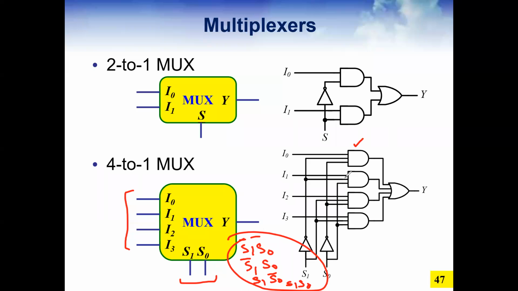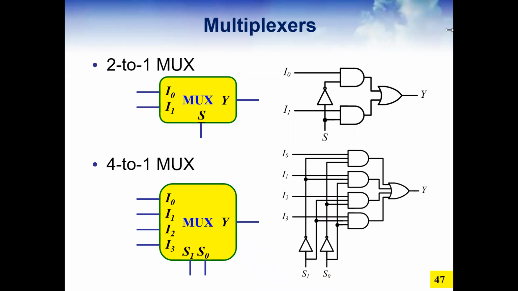So you are just connecting accordingly. I0, what do you need to connect with the I0? You see this one, how it is connected? This is coming after the bubble. This is S1 complement, the other one also S0 complement, and then you connect this way.